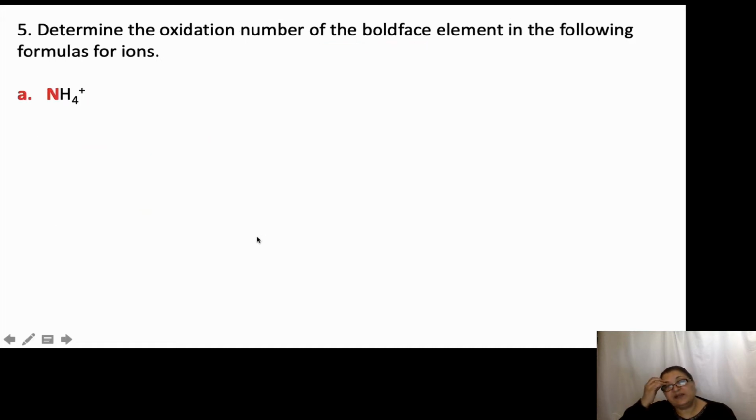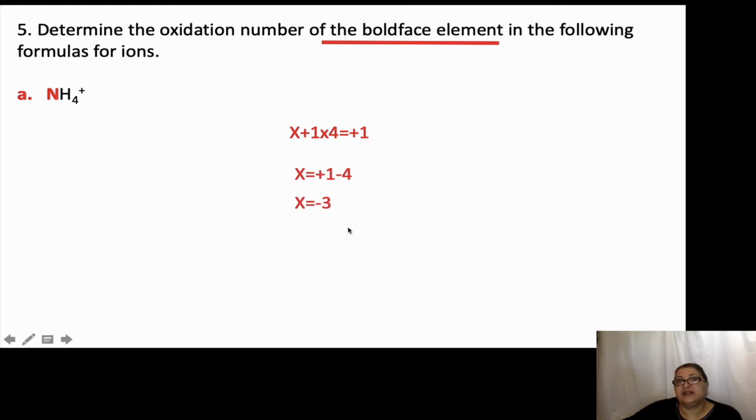All right, this one, when we have a charge, we set it equal to +1. We don't know N, hydrogen is +1, but we have 4 of them. So x plus 4 equals 1. We subtract 4 from both sides, so x is -3. Hydrogen is +1, N is -3. For the next one, we don't know chlorine, so we put x. x minus 8 equals the charge, which is -2, and then we add 8 to both sides, so x is +6.